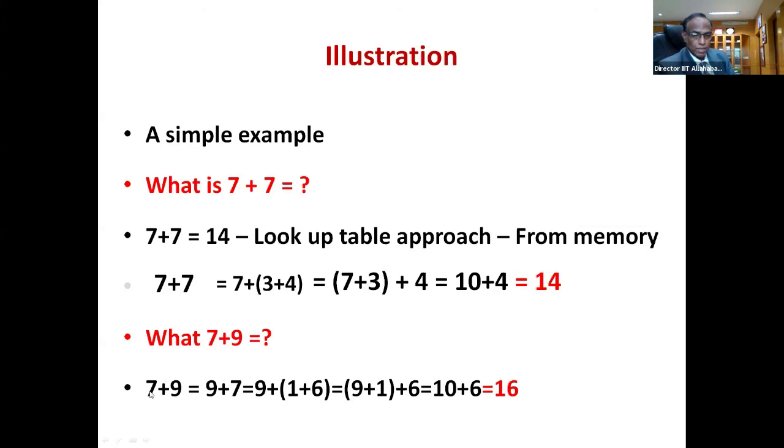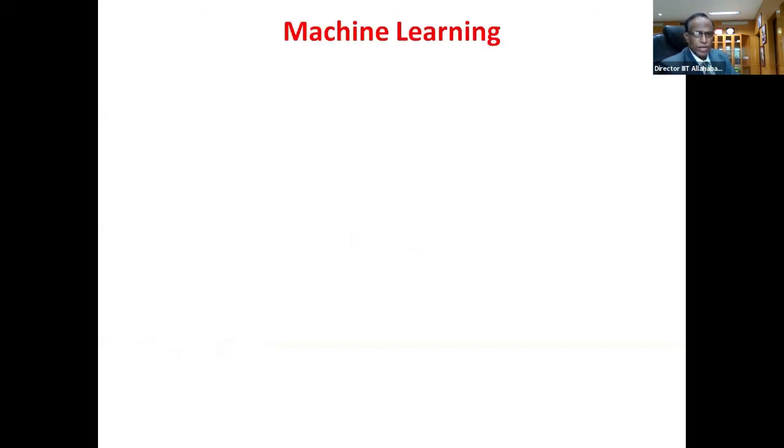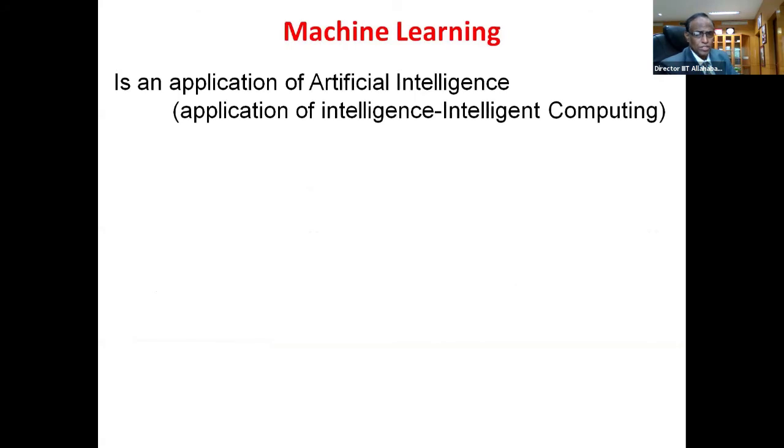That's all. So 9 plus 1 plus 6 becomes 10 plus 6, it is 16. So this is the intelligent way of planning a solution, whereas with 7 plus 9 trying to go into the memory and searching, finding the answer as if from a lookup table, is not really learning. It is preparing. Okay, so that's a very simple example. You should be able to understand that.